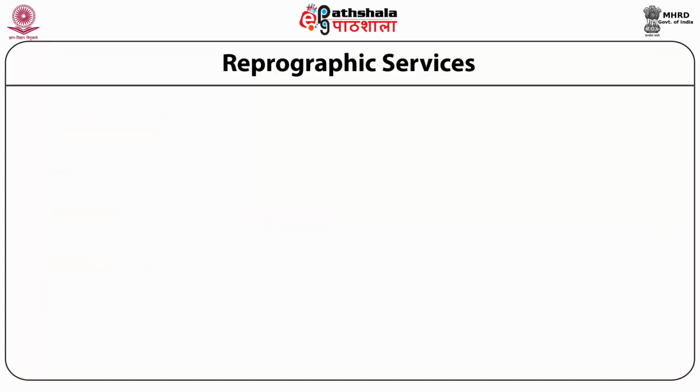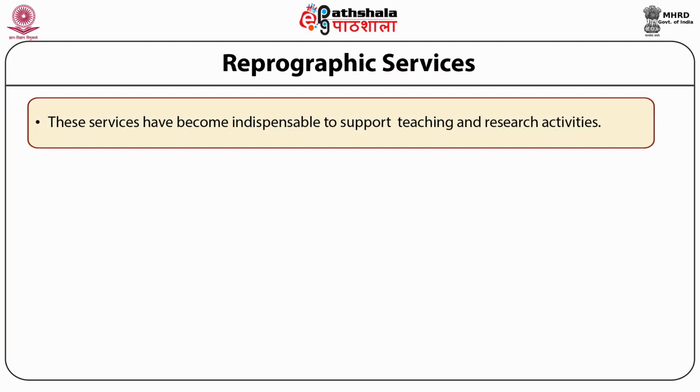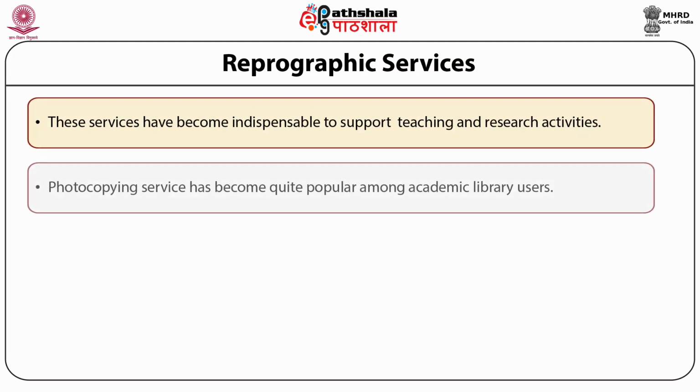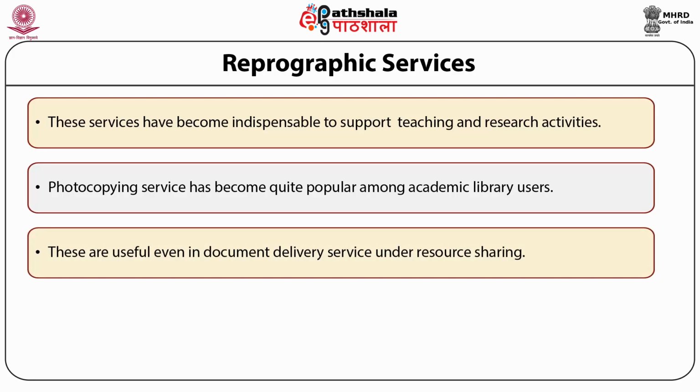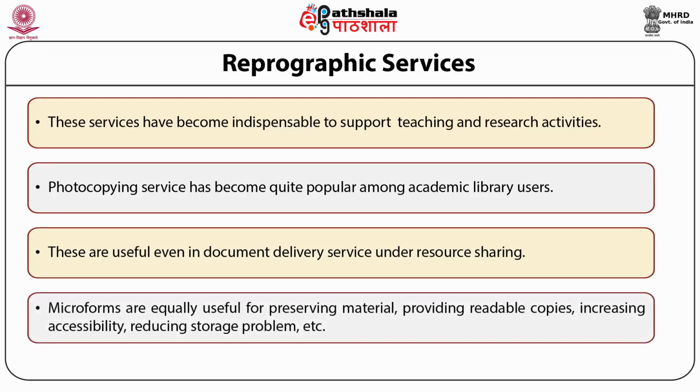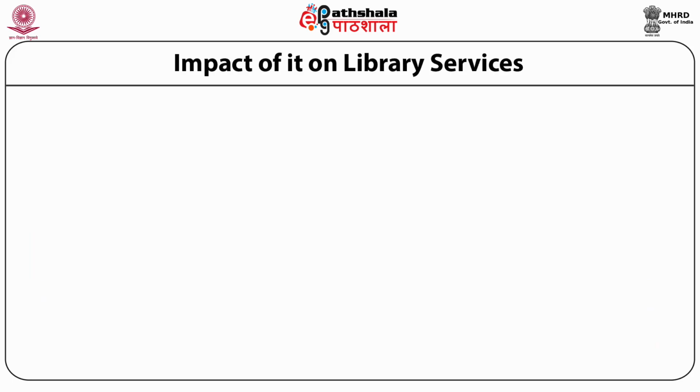Reprographic services. These services have become indispensable to support teaching and research activities. Photocopying service particularly has become quite popular among academic library users. These are useful even in document delivery service under resource sharing. Microforms are equally useful for preserving material, providing readable copies, increasing accessibility, reducing storage problems, and so on. Now, with the change in time and impact of technology, particularly information and communication technology, it seems that IT has come to have a major impact on academic library services.